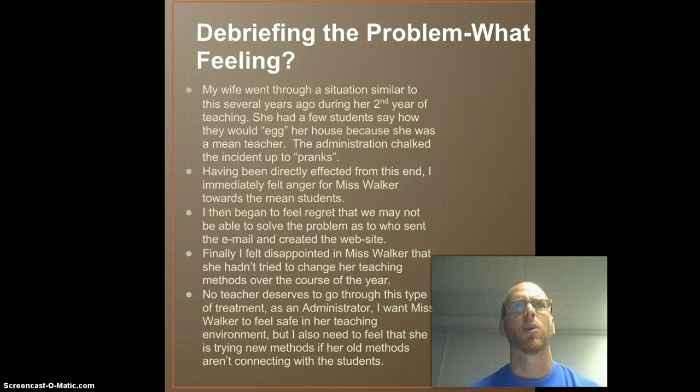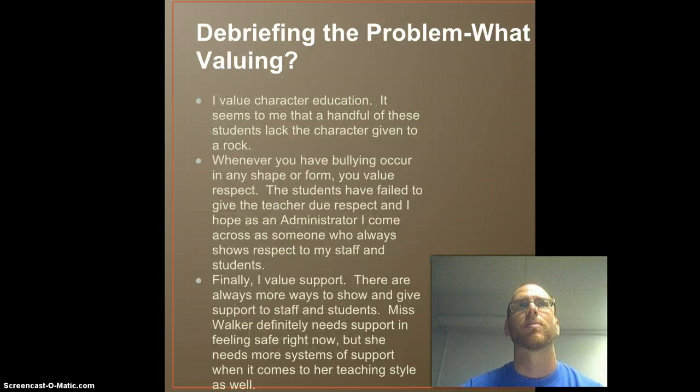I then began to feel regret that we may not be able to solve the problem as to who sent the email and created the website. Finally, I felt disappointed in Miss Walker that she hadn't tried to change her teaching methods over the course of the year. No teacher deserves to go through this type of treatment. As an administrator, I want Miss Walker to feel safe in her teaching environment, but I also need to feel that she is trying new methods if her old methods aren't connecting with the students.